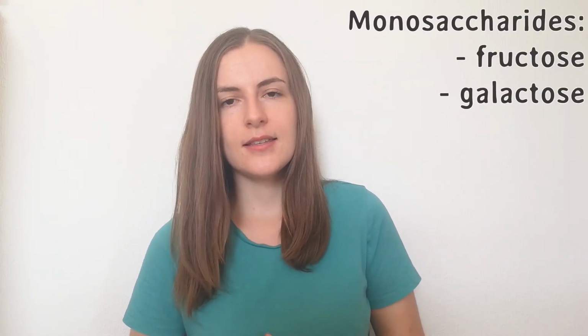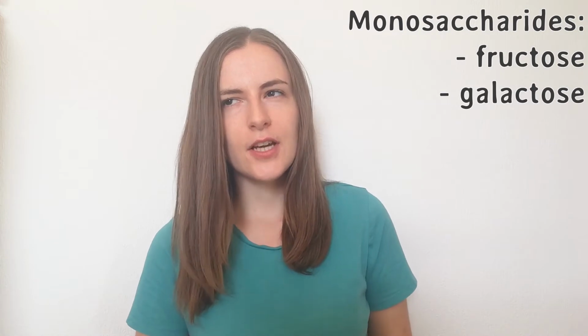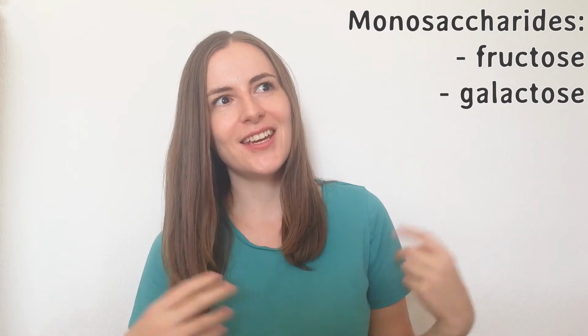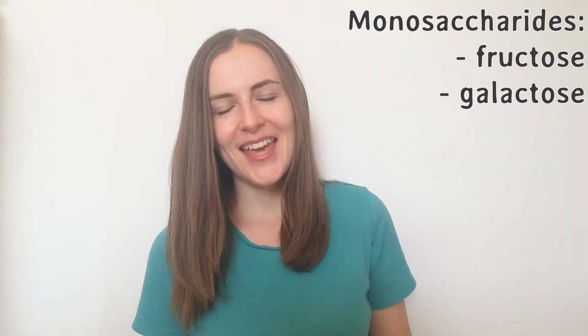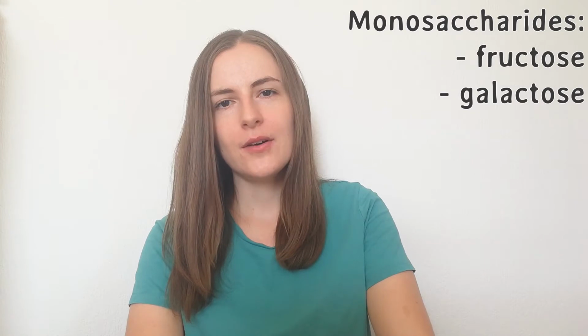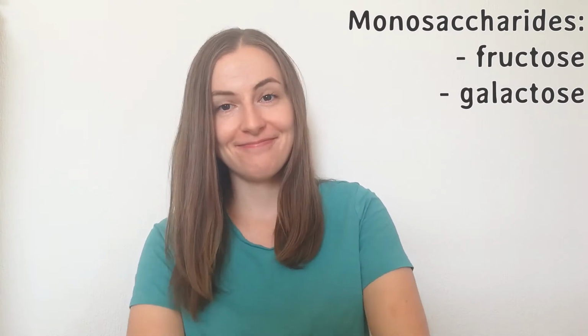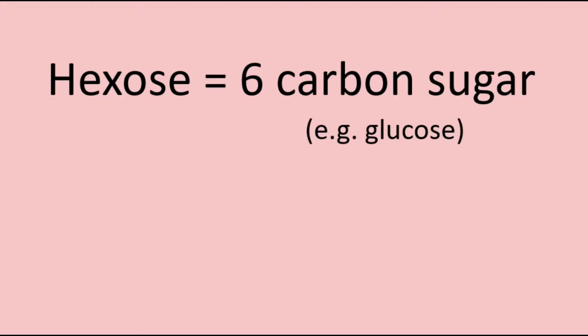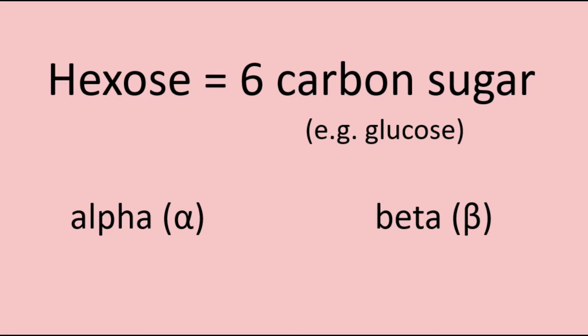Carbohydrates can also exist as monosaccharides, so that's single sugars like fructose, galactose, and of course our very favourite in A-level biology, glucose. In fact, we need to know about glucose in quite a bit of detail. So let's get started. Glucose is a hexose sugar, which means it contains 6 carbons. There are 2 isomers of glucose, alpha and beta. Let's look at alpha first.